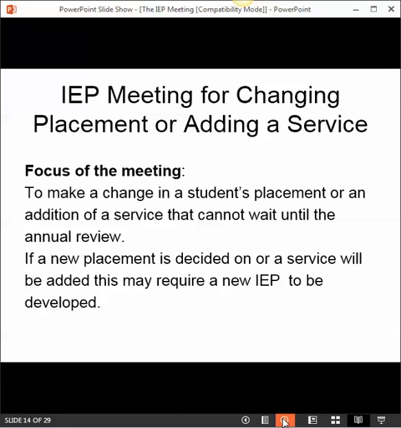There can be an IEP meeting for changing placement or adding a service. If you're making a change in the student's placement or an addition of a service that cannot wait until the annual review, you may have to do a whole new IEP possibly. If a new placement is decided on or a service will be added, this may require a new IEP to be developed. So if you're 6 months into the IEP and you decide that the student's kind of not progressing and not doing well and you need to pull them possibly back into special education, you may have to meet to change their placement. Anytime a change of placement is going to be made, you have to do an IEP.